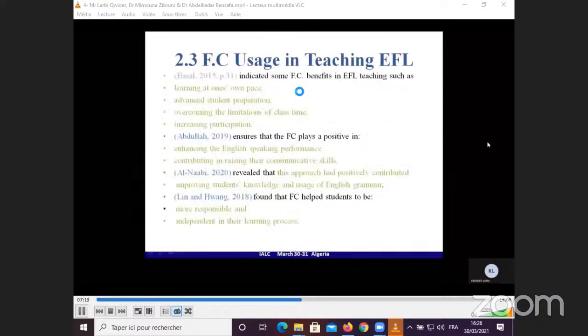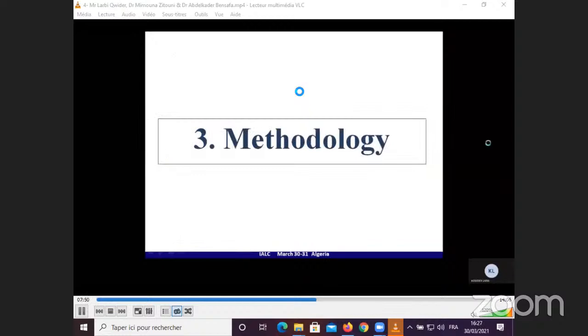By the same token, Basel conducted research in which he indicated some flipped classroom benefits in EFL teaching and learning, such as learning at one's own pace, advanced student preparation, overcoming the limitation of class time, and increasing participation. More recently, Al-Annabi, Abdullah, and Lin and Huang all reveal that the flipped classroom model is very beneficial in terms of grammar, speaking, and improving students' knowledge.